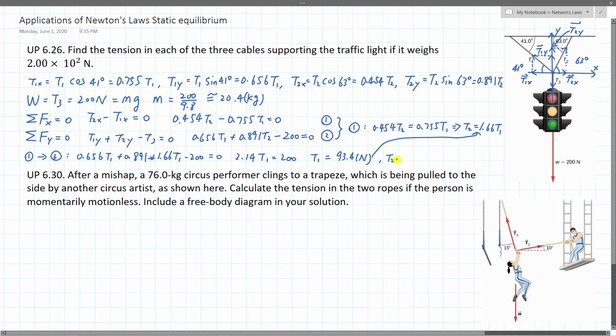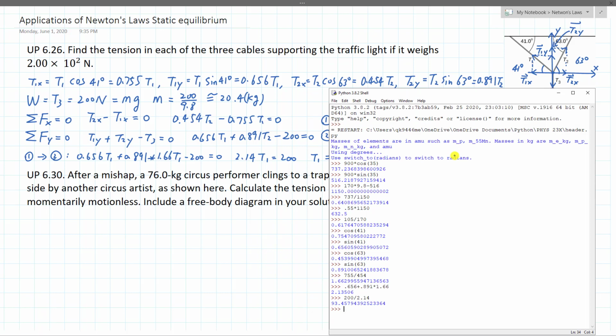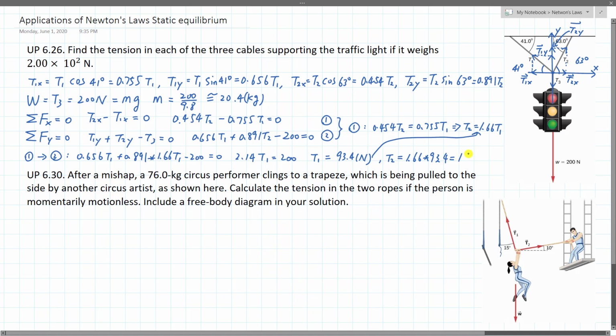So now T2 is equal to 1.66 times T1, 93.4. Calculator. So 1.66 times 93.4. So I have 155. So T2 is 155 newtons. Okay. So basically this one is a little less than 100 newtons. This one's 150, a little over 150 newtons.